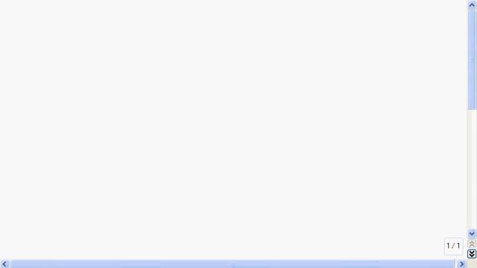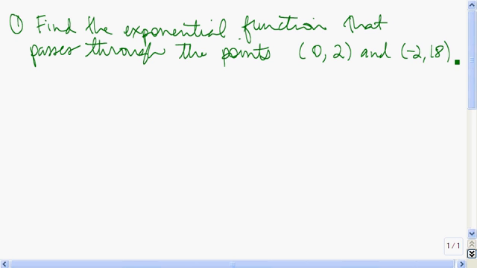In this video, I'm going to show you a couple of examples involving exponential functions. We're going to find the exponential function that passes through the points (0, 2) and (-2, 18). So we start with the general form of an exponential function.